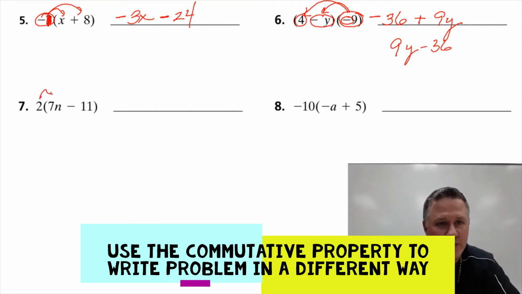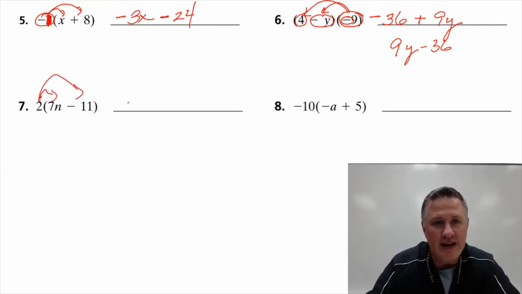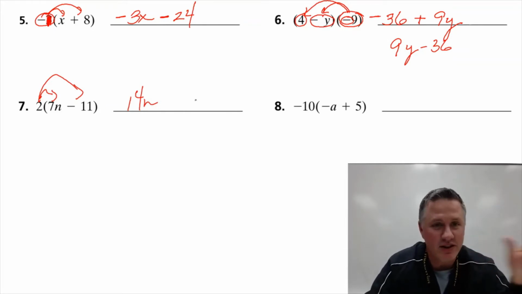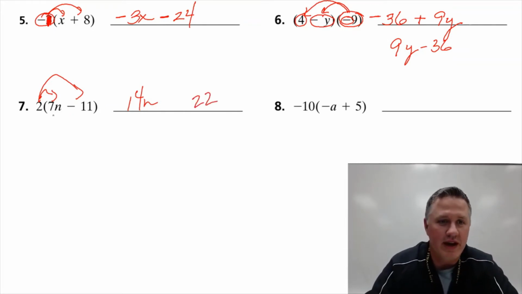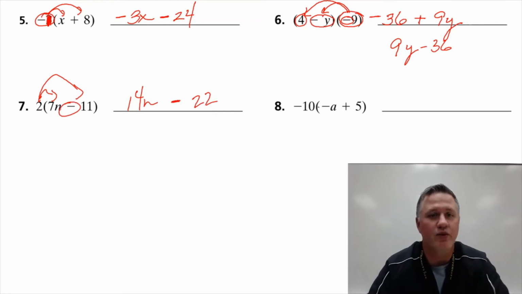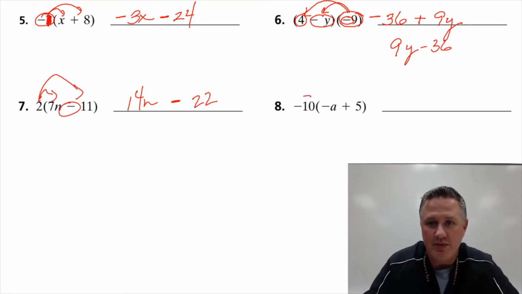All right, let's distribute the 2. 2 times 7n is 14n. 2 times 11, this is my solo because you're not helping. Okay. 22. And notice I only have 1 negative in the problem, so I only have 1 negative right there. 14n minus 22.